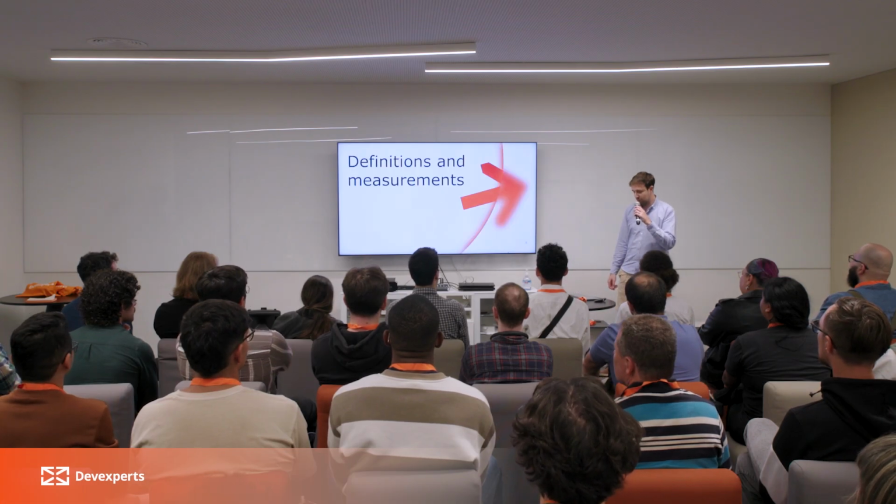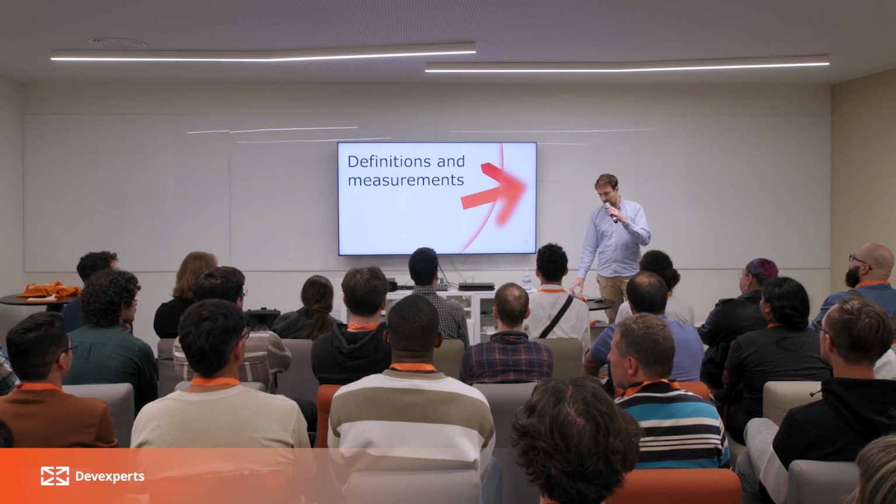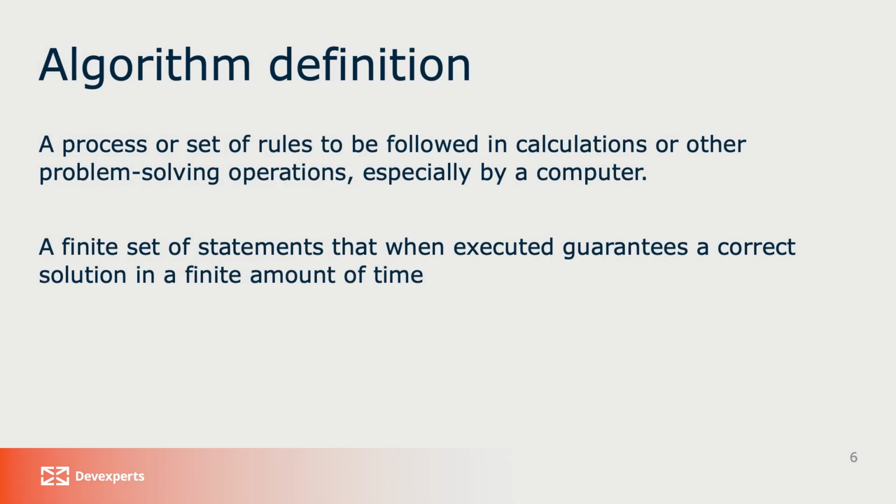Yeah, some definitions that we need to know about. What's an algorithm? I know that this is really basic, but generally speaking, an algorithm is just a process or set of rules to be followed in calculations or other problem-solving operations, especially by computers. This is the default definition of algorithm. More technically, it's a finite set of statements that, when executed, guarantees a correct solution in a finite amount of time. Finite is the buzzword here and the most important that we will see.